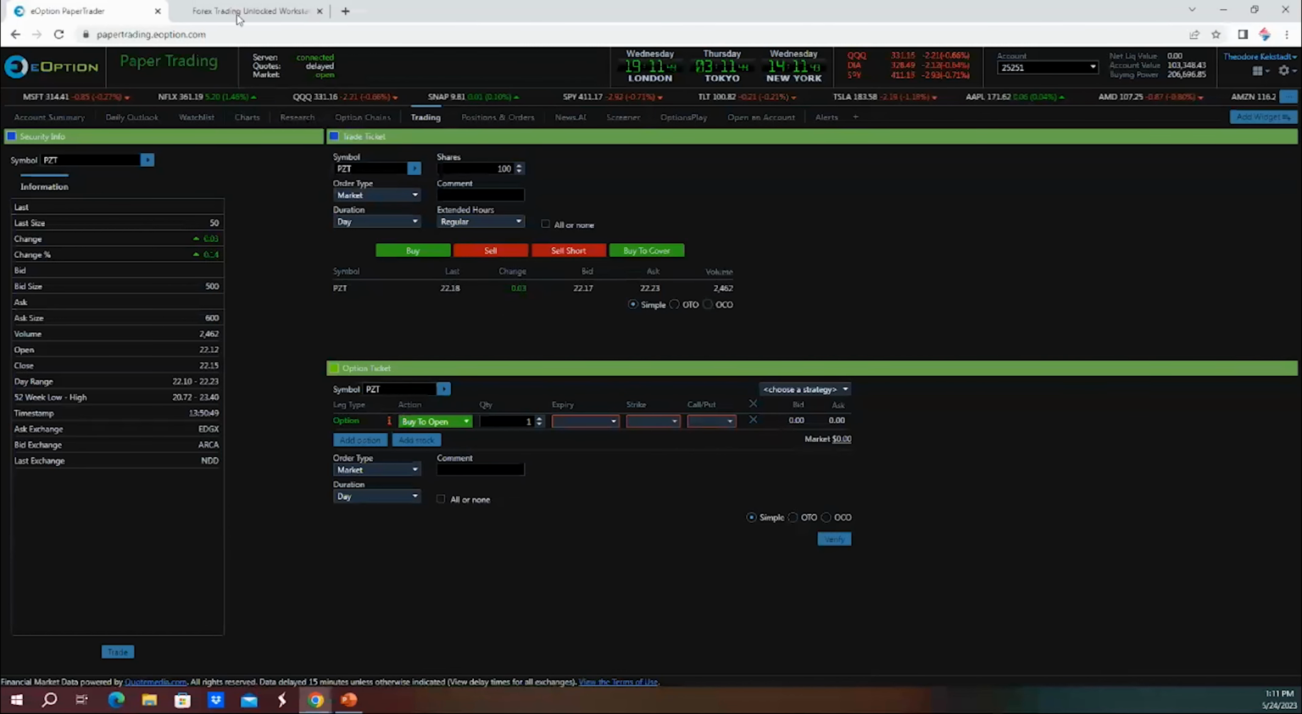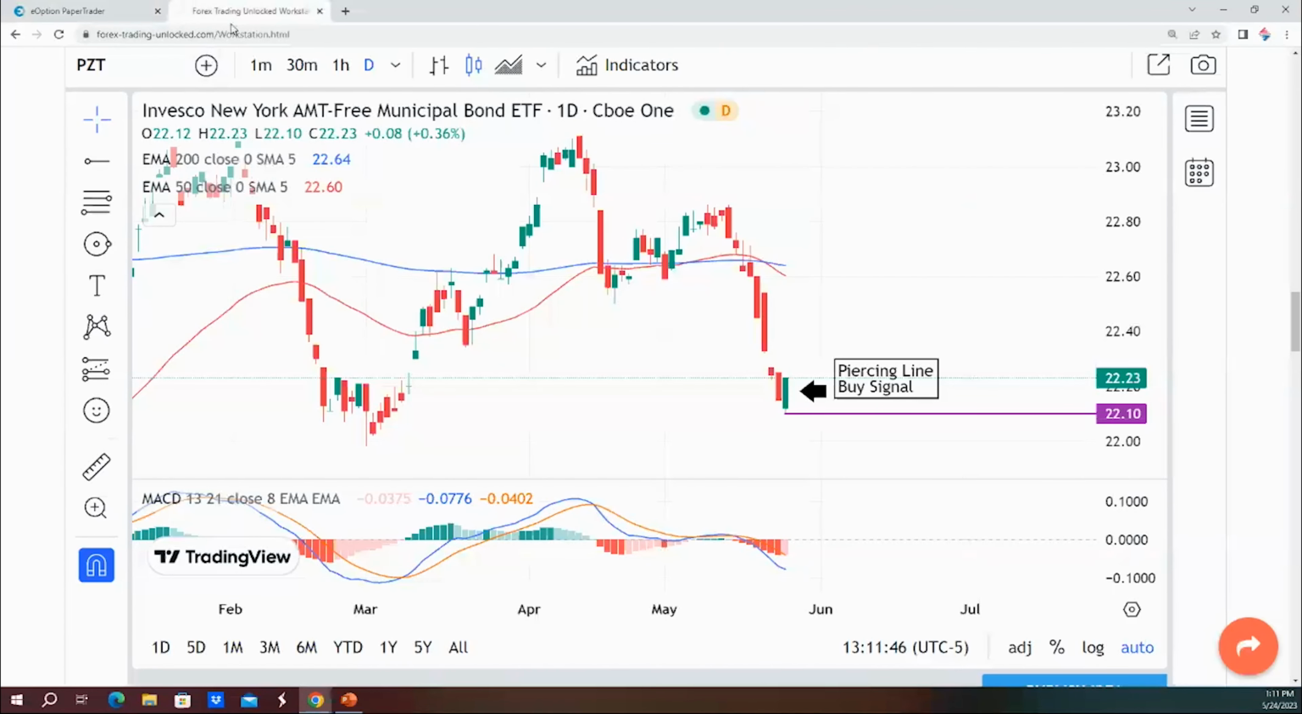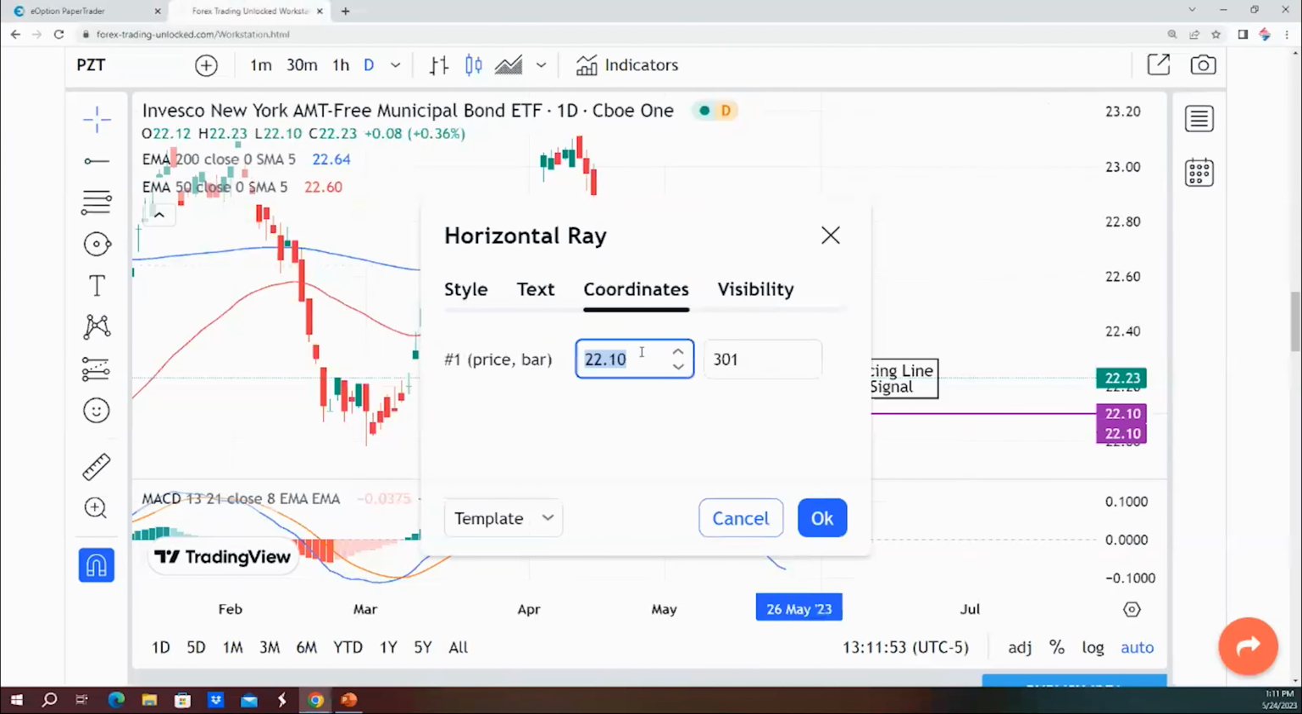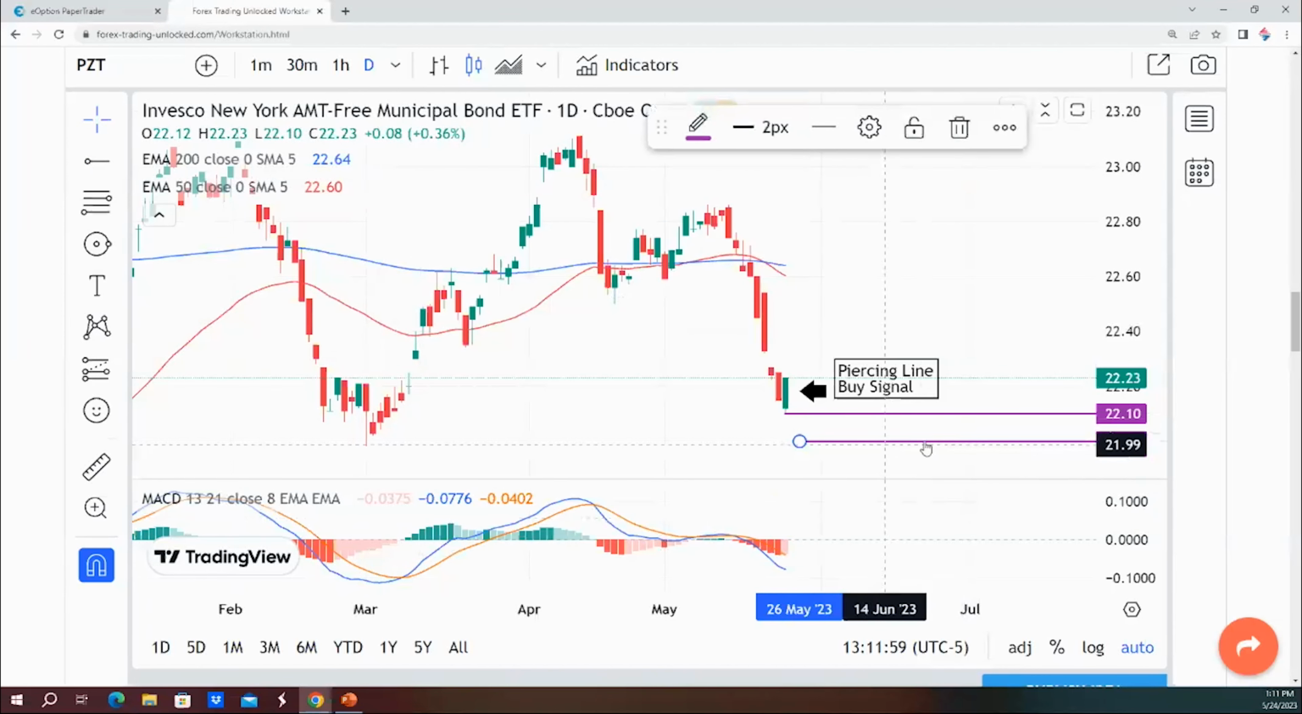Okay, let me see if I switch here. Okay, so we have the 22. We're going to mark this down here, I'm sure. It's a 22 even strike price. Okay, so here is a call that is just a little bit below where we're trading right now in the market at 22.10.